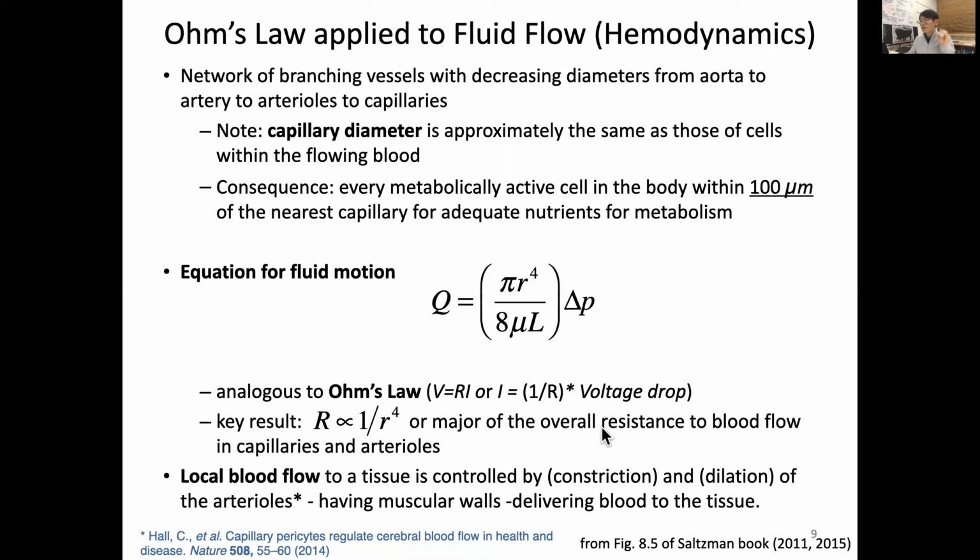So the major overall resistance to blood flow would be the major part. And you can see those who have the smallest radius will have the highest resistance.